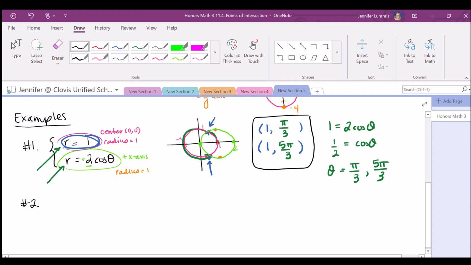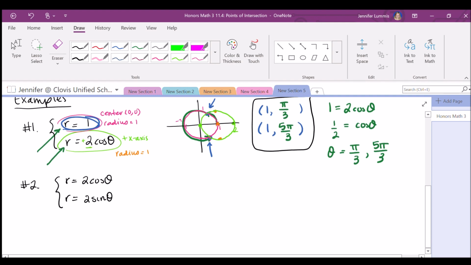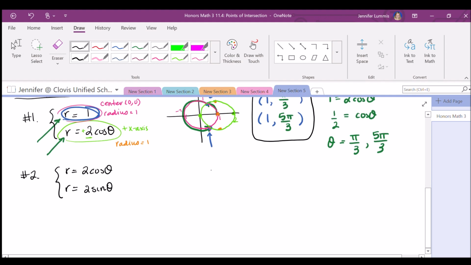Okay, so let's do another one. So in this one, r = 2 cosine theta and r = 2 sine theta. So this one doesn't come right out and tell us what r equals, because it's not just r equals 1 or just r equals 2. So instead, we'll have to do something else to figure out what the radius is.